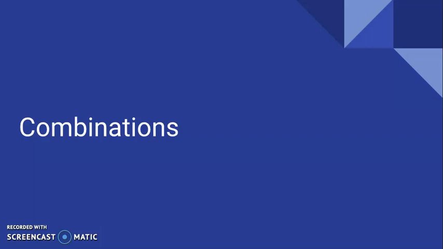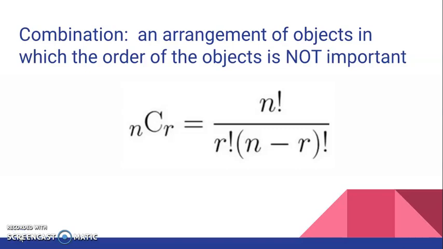Hello, today we're going to look at part 2 of our counting sequence, and we're going to be looking at combinations today. Combinations as opposed to permutations. Let's take a look at what that means. A combination is an arrangement of objects, just like a permutation is, but in this case the order of the object is not important. You can see that the formula looks similar to the permutation formula.